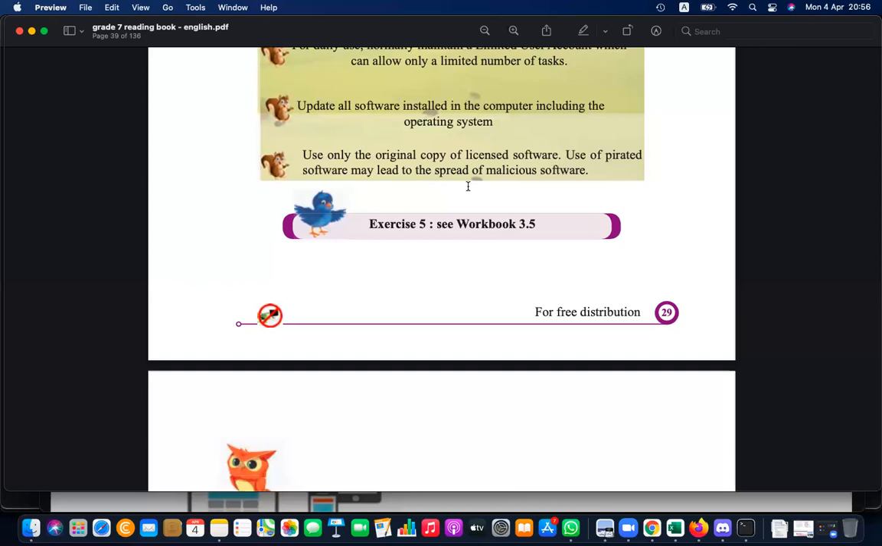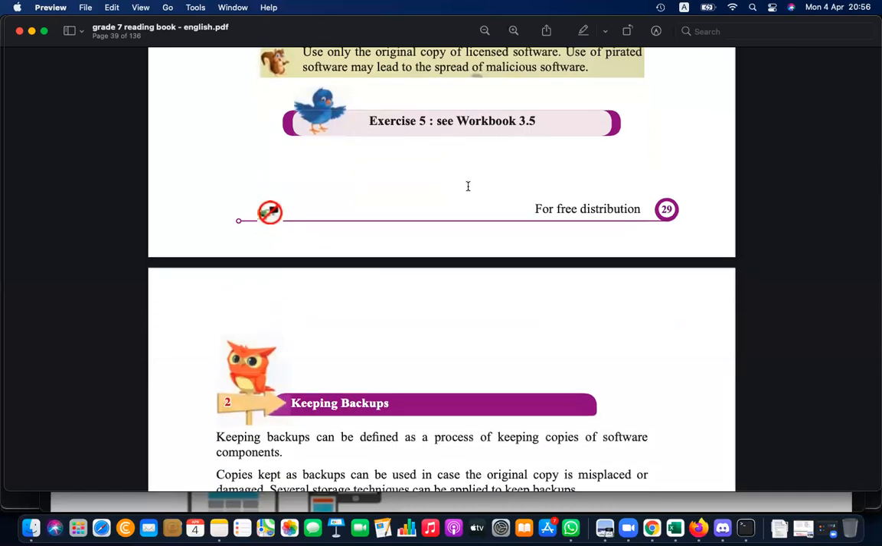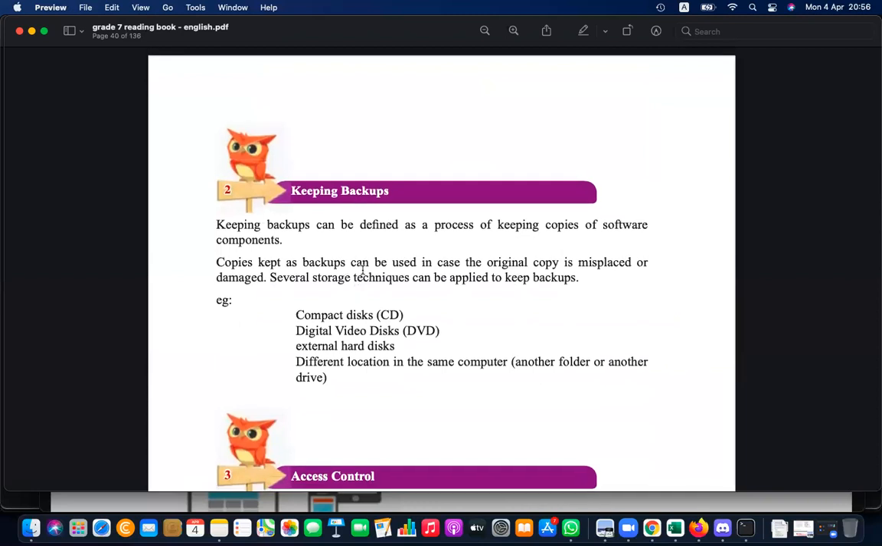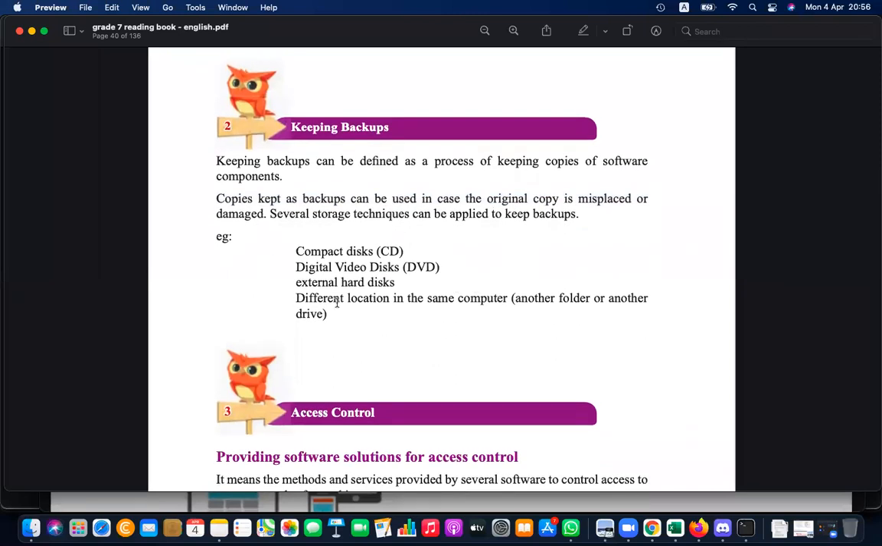So if you keep a copy of your important data, information, and software, that is called a backup. Copies kept as backup can be used in case of misplacement, damage, willful damage, or a virus. You can recover from that copy, because the copy looks like the original, right?